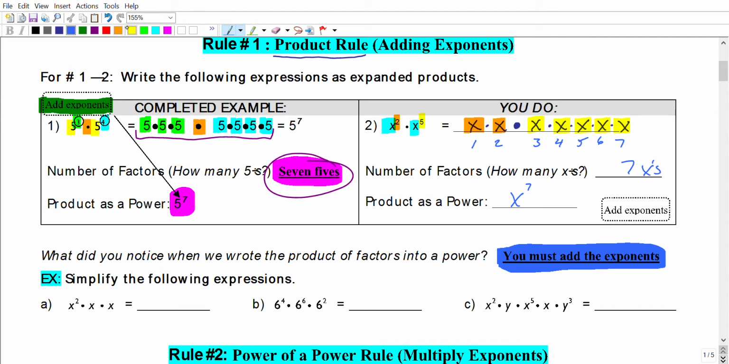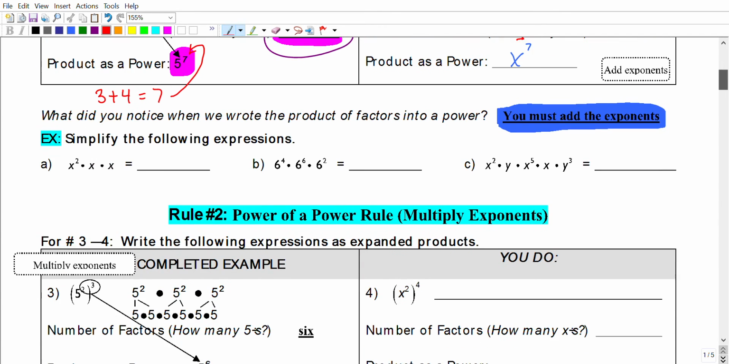Let me write that down real quick. So it was an exponent of 3 and an exponent of 4 that equaled 7. And look at that, that matches that exponent. Same thing here. I had a 2 and a 5 for my exponent. That equals 7. And again, look at that, that matches my 7. Okay? So again, what is the basic rule here, guys? Whenever you're multiplying things with the same base, you have to go ahead and add the exponents.